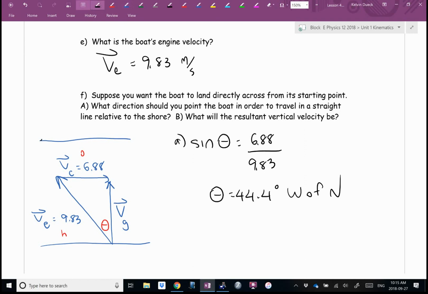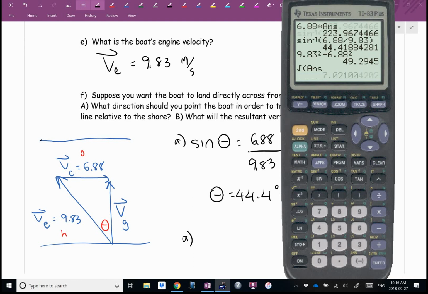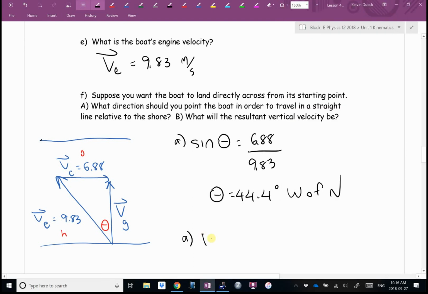And if we wanted to find the magnitude, I'm going to use Pythagoras again. So I'm going to go 9.83 squared, take away 6.88 squared, square root, just above 7. Because the square root of 49 is 7, square root of 49.3, it's probably going to be like 7.0 something. Yeah, 7.02. 7.02 meters per second north.